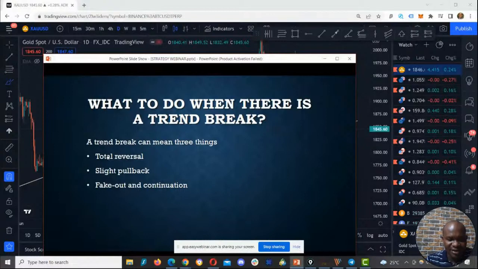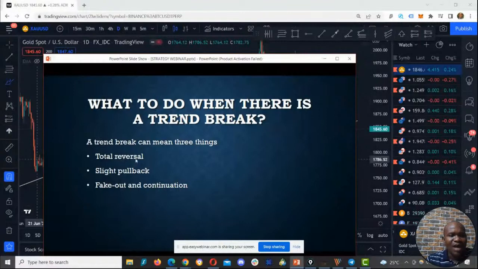Okay, total reversal. Just because you've seen a total reversal in a particular trade doesn't mean it's the same in all. Then the second one is slight pullback. We can all see that in this chart. And the fake out and continuation is the next one, which no trader wants. So you just break a trend and continue moving up. And if you have been waiting to take a reversal at that point, you lose instantly.